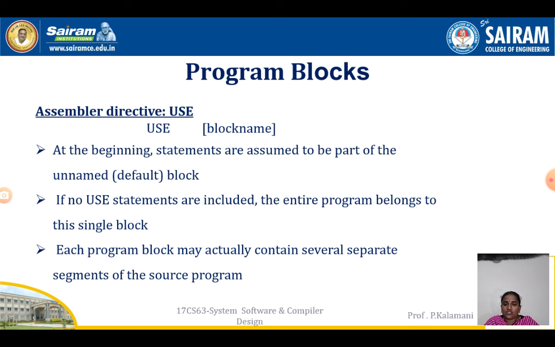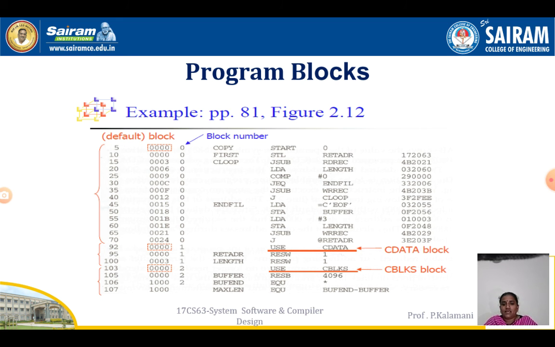The USE assembler directive is used with the block name. At the beginning, the statements are assumed to be part of the unnamed block. If no USE statement is included, the entire program belongs to a single block. Each program block may actually contain several separate segments of the source program. See here, USE CDATA is one block and USE CBLKS is another block. Between one USE statement and another USE statement is called one corresponding block.